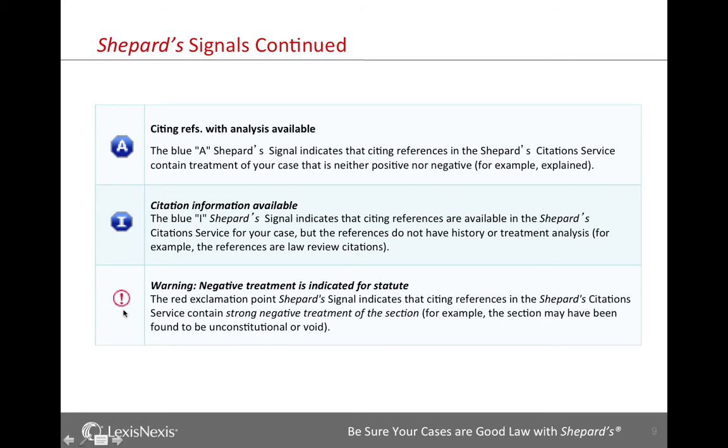The last Shepard signal to be really cognizant of is this red exclamation point. And this is the equivalent of the red stop sign on a case, only the red exclamation point is going to appear on statutes and administrative codes. So if you see that, you must dig deep and see what created that negative analysis.